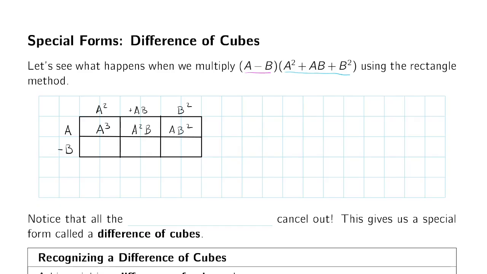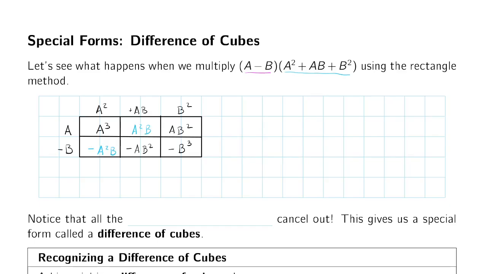Nothing remarkable so far. Then I've got negative b times a squared. That's negative a squared b. Negative b times ab, that's negative ab squared. And then negative b times b squared, that's negative b to the third. Now we have something remarkable happening. Look what happens to all the middle terms.